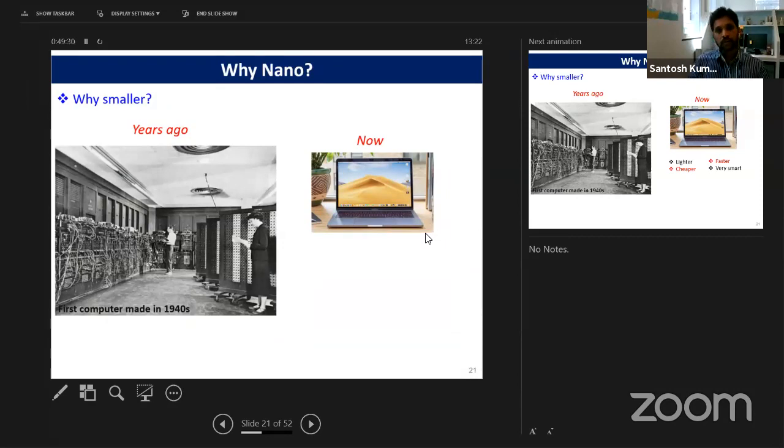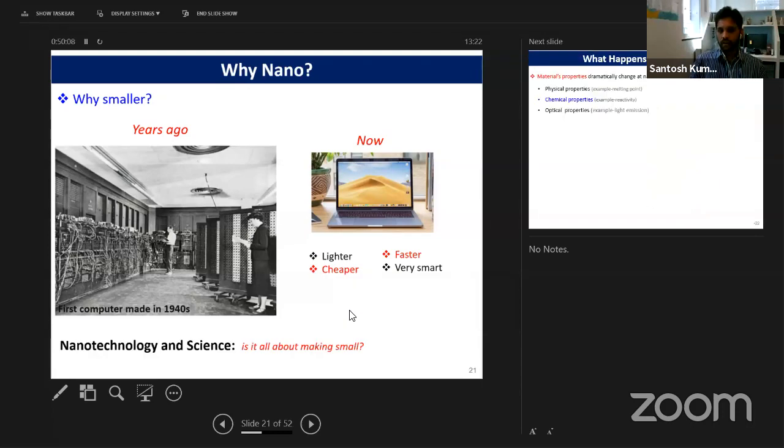As I said, why nano? Why are we so crazy about making things smaller and smaller? Years ago, look at the picture on the left side. Years ago, the computer looked like this. It occupied a whole room. Today we have it in our hand or on our desk. It's tiny. Okay, I understand that. It is lighter, faster, cheaper, and very smart. But is nanotechnology and nanoscience all about making things smaller or smarter?